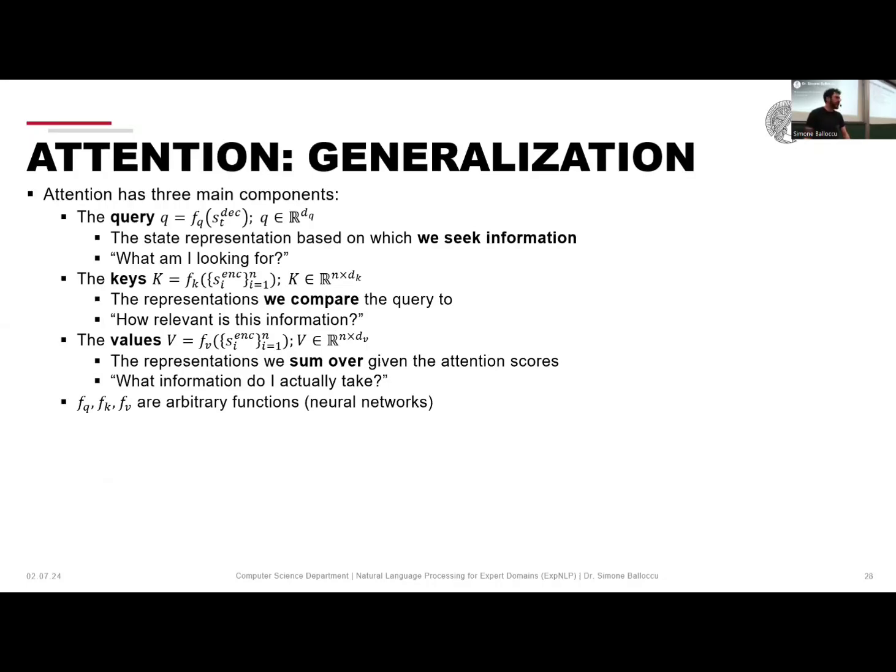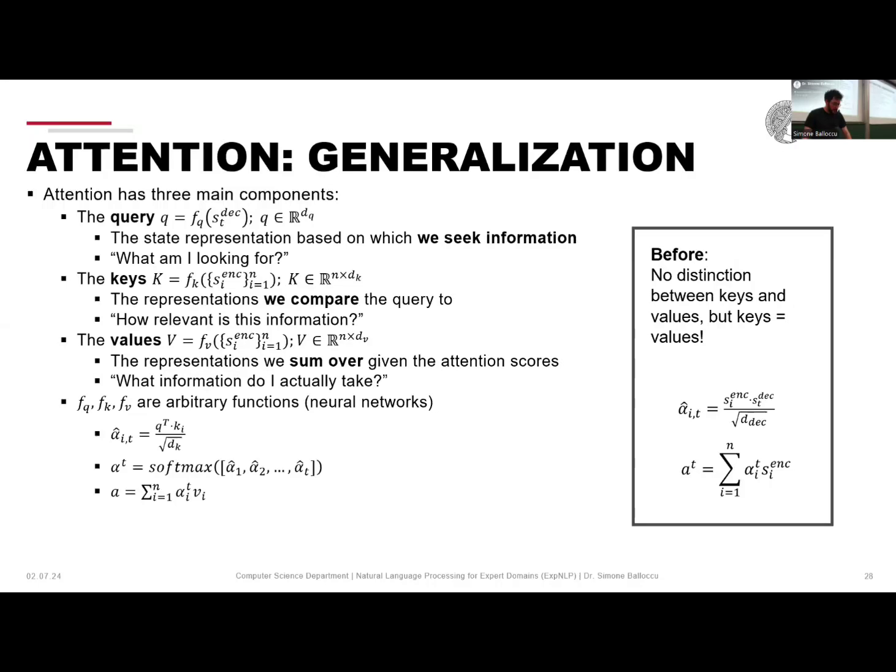These are arbitrary functions or neural networks, like a feed-forward layer or whatever. We're going to see in a bit why we might want to further add another step of processing. And basically, you obtain this.